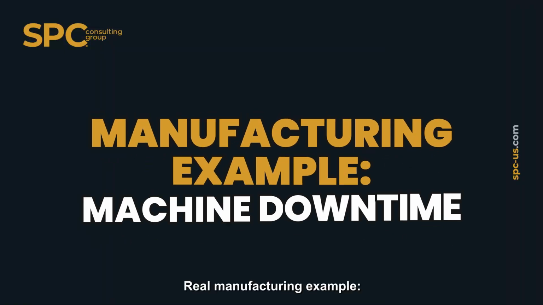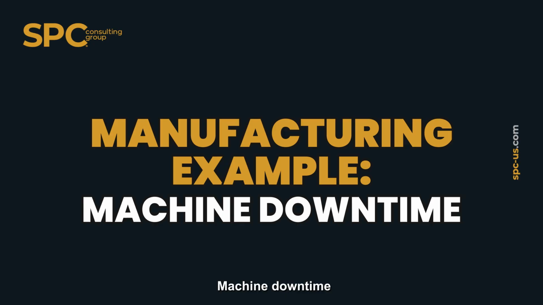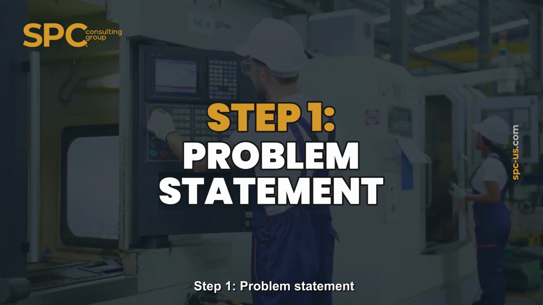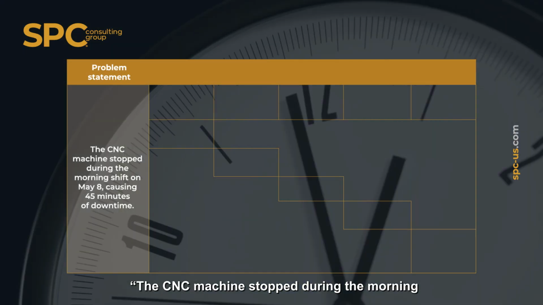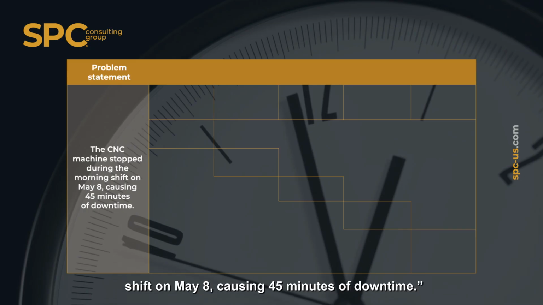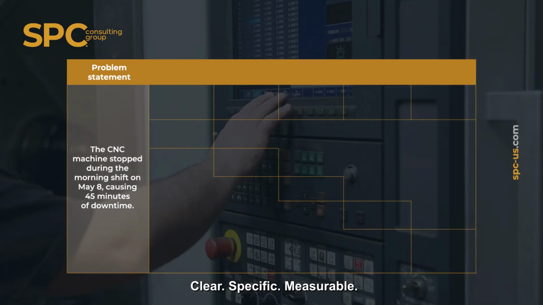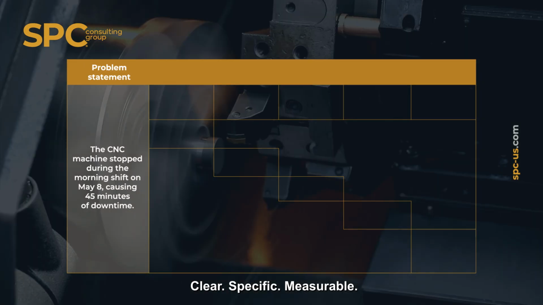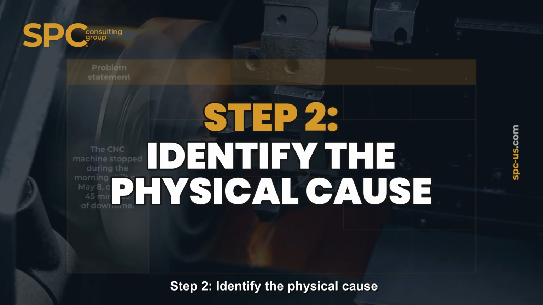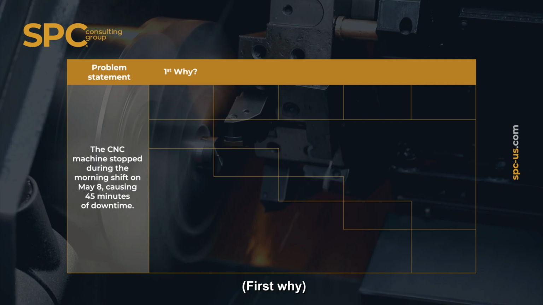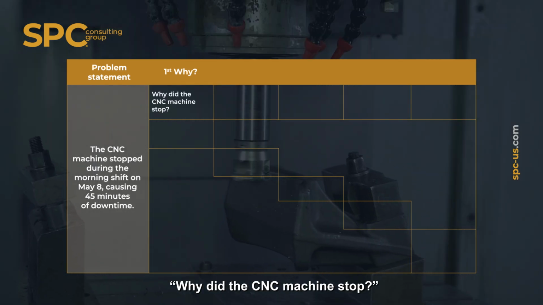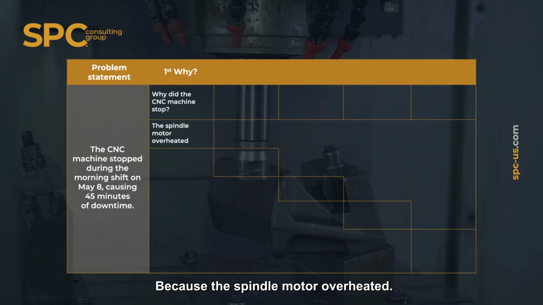Real manufacturing example, machine downtime. Step 1. Problem statement. The CNC machine stopped during the morning shift on May 8th, causing 45 minutes of downtime. Clear, specific, measurable. Step 2. Identify the physical cause. First why. Why did the CNC machine stop? Because the spindle motor overheated.